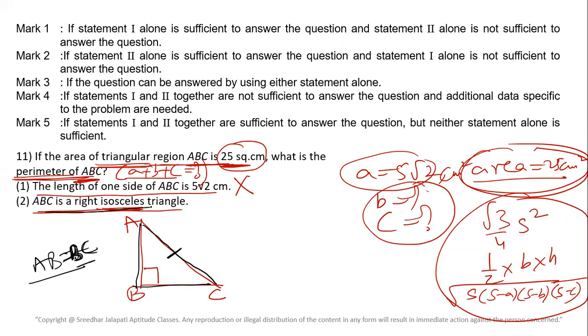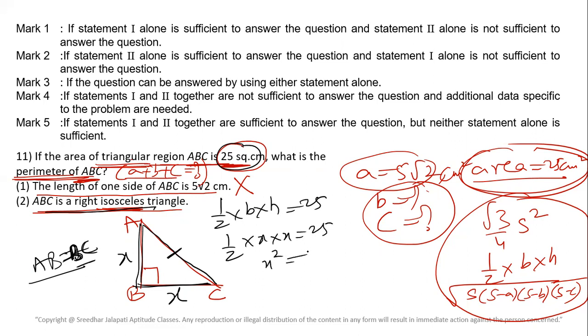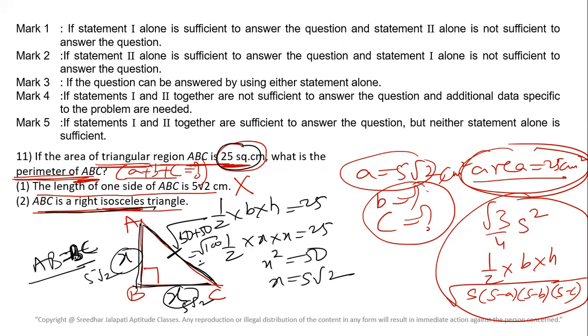Okay. So in this right angle isosceles triangle, if these two are equal, I can assume this as X and this as X. And we already know the area. As this is a right angle triangle, how do you find area? Half into base into height, which is 25. So half into X into X is 25. From this, X square is equal to 50, then X is equal to 5 root 2. So this is 5 root 2, and this is also 5 root 2. Then by applying Pythagoras theorem, you get the square root of (5 root 2) square, that is 50, plus (5 root 2) square, 50, which is square root 100, which is 10.